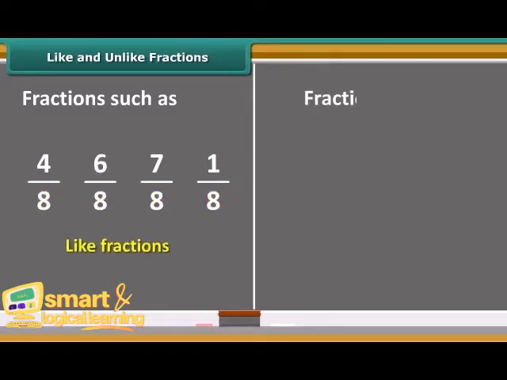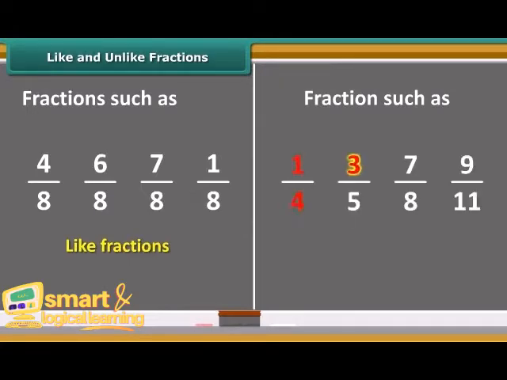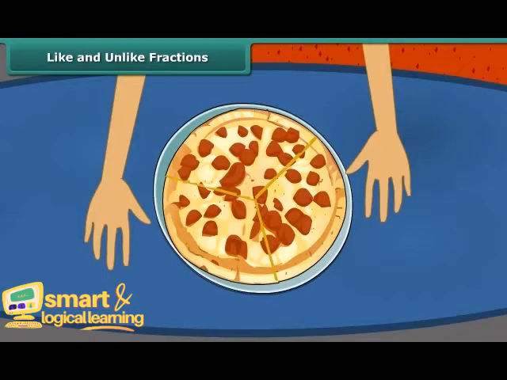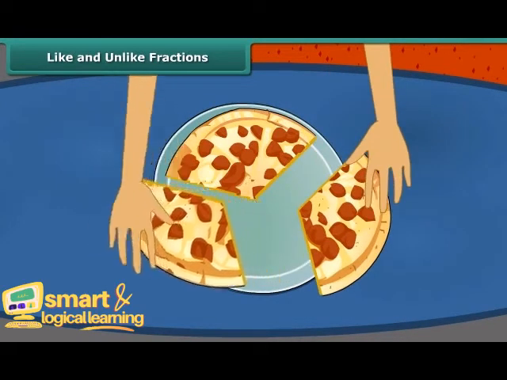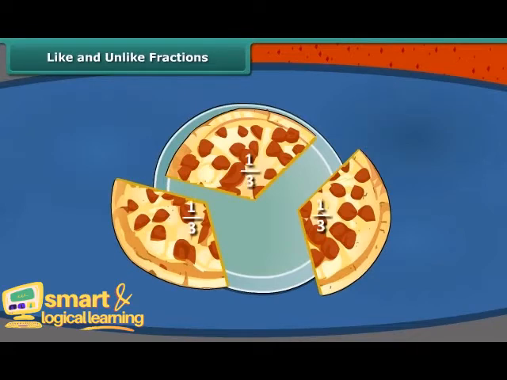Fractions such as 4/8, 6/8, 7/8, 1/8 with the same denominator are called like fractions. Fractions such as 1/4, 3/5, 7/8, 9/11 with different denominators are called unlike fractions. Looking at the question we earlier asked, we can say that each of them, Rahul, Rima and Nina, received 1/3 part of the pizza. Notice that this is also an example of like fractions.